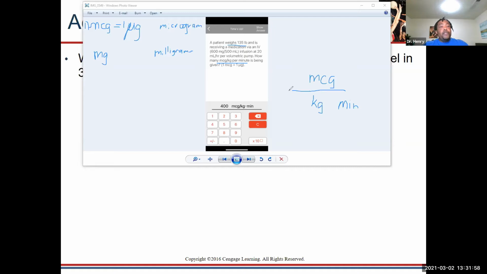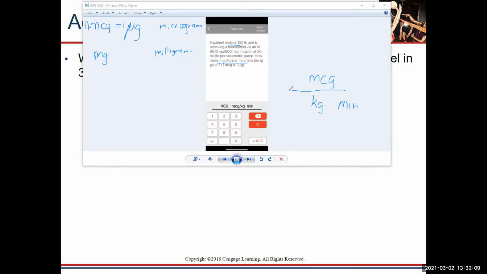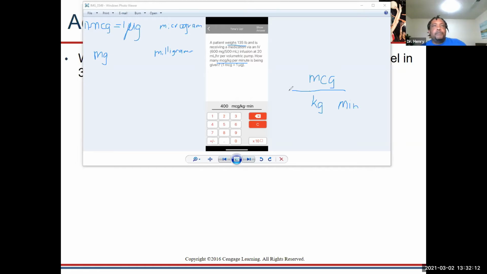In the case of micrograms, you're never going to weigh somebody in micrograms because that number is going to be so huge. So you know you're going to use micrograms for something very, very small. Let's use a little common sense, and that'll help us organize our questions. We have a mass on the bottom, and we also have a mass on top. This mass on top is going to represent our drug.